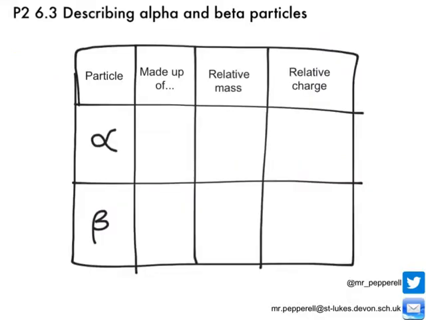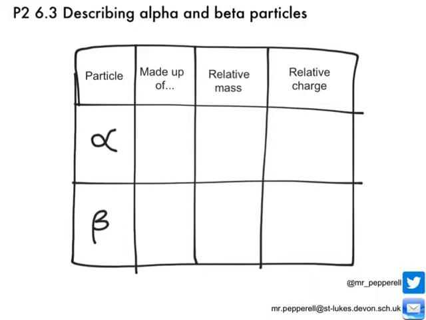So in your notes I think it might be worth you making a little summary table like this, where you've got the two particles we talked about, the alpha particle and the beta particle. Make a note of what they're actually made up of. So here's 2 protons, 2 neutrons, and a single high energy electron. Then what the relative mass of each particle is, in this case it's 4, in this case it's 0, and what the relative charge of each particle is, in this case it's +2, in this case it's -1.